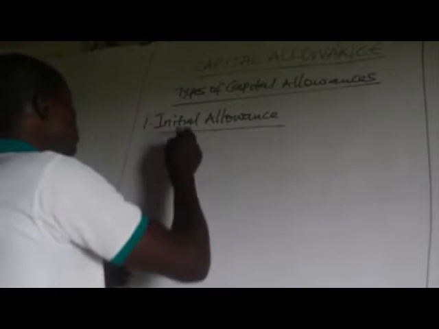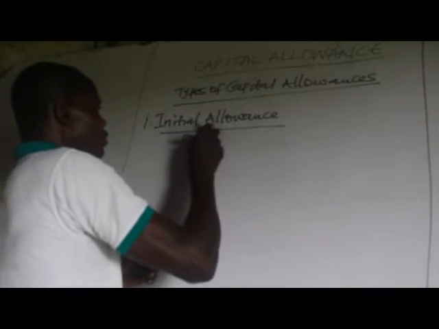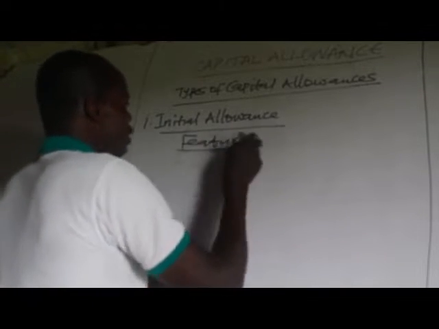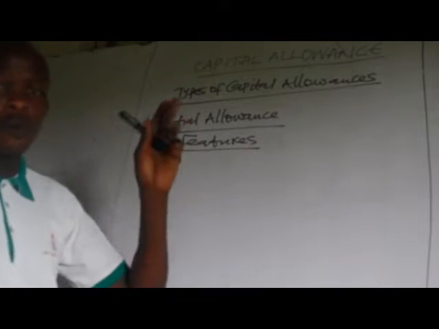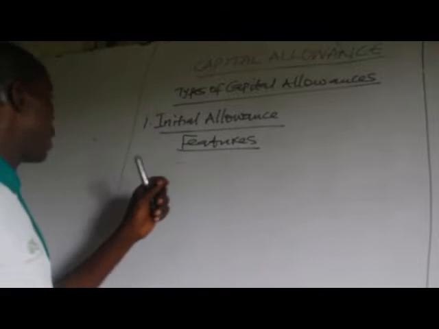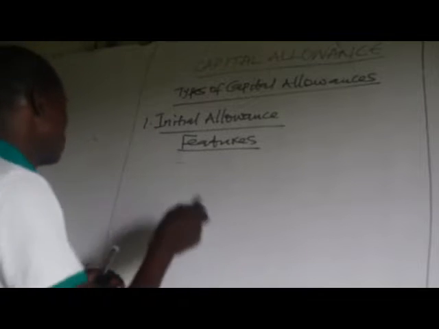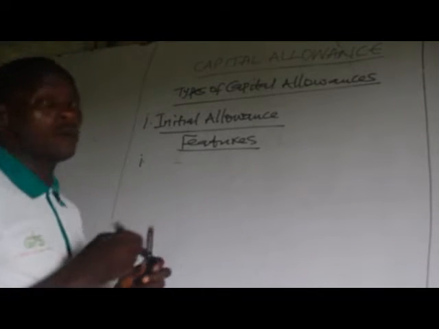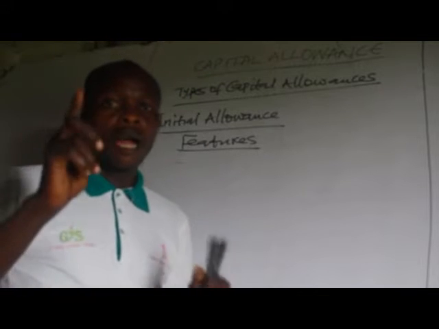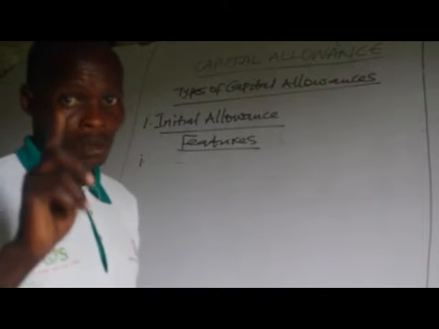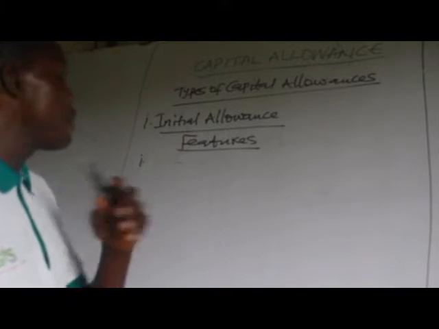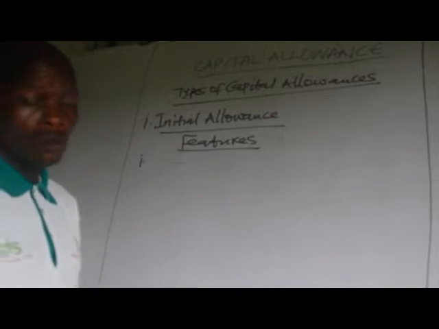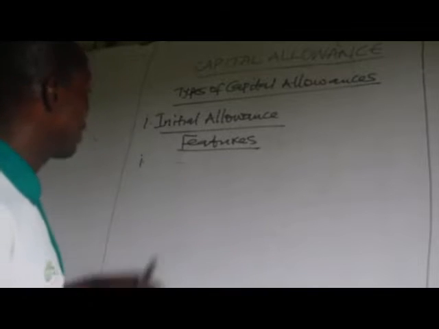What are therefore the features of initial allowance? It is claimable once throughout the life of the asset. You can only claim it once. Number two, it should never be prorated. We don't prorate the initial allowance.